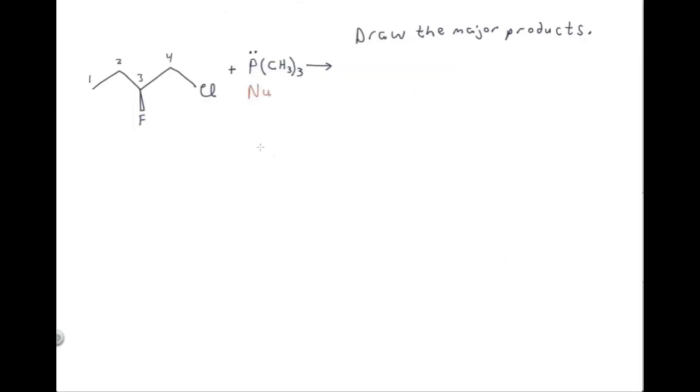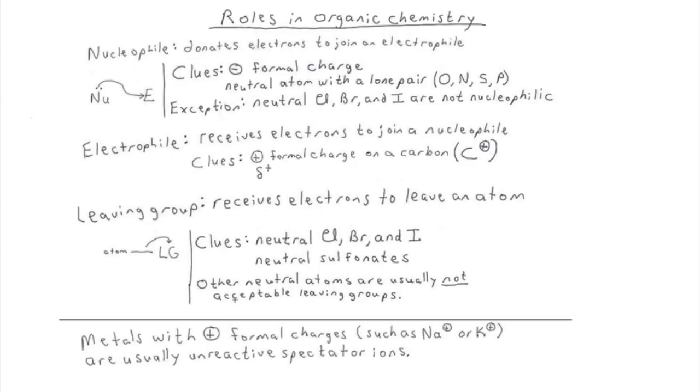Now we look for a leaving group. Well, we know that neutral chlorine can be used as a leaving group. Now, what about neutral fluorine? Is neutral fluorine an acceptable leaving group? Well, remember that neutral atoms are usually not acceptable leaving groups unless we've specifically learned otherwise. We've specifically learned that neutral chlorine, bromine, and iodide are good leaving groups. We've specifically learned that neutral sulfonates are good leaving groups.